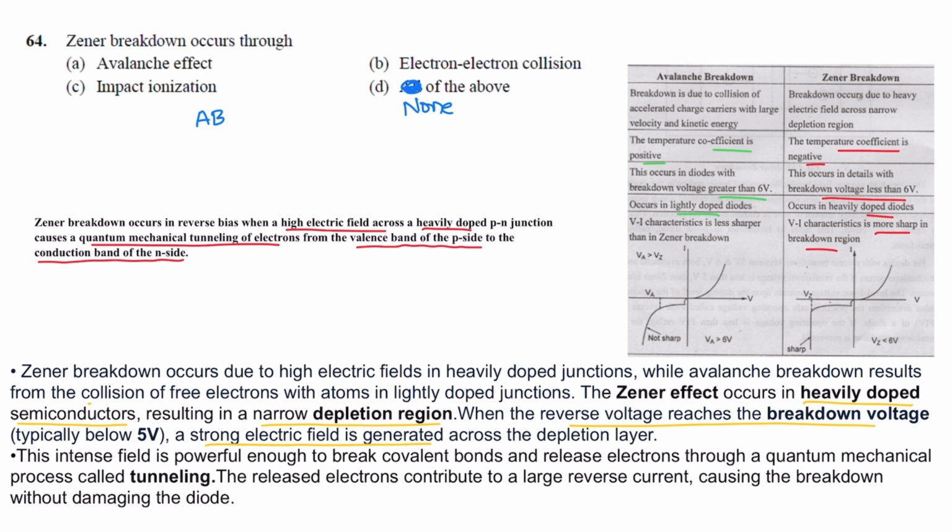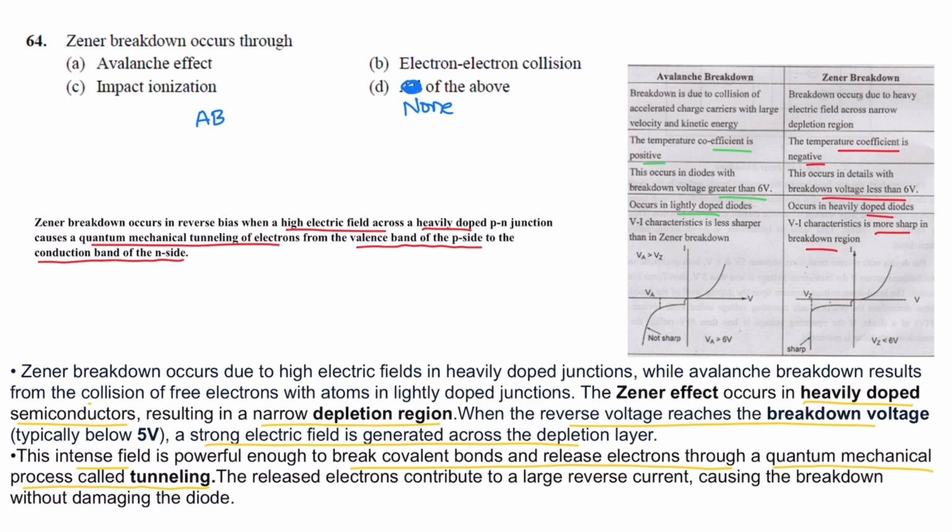This intense electric field is powerful enough to break the covalent bonds and release free electrons through a quantum mechanical process called tunneling, and the released electrons contribute to a large reverse current causing breakdown without damaging the diode. So there is no tunneling in avalanche breakdown, whereas quantum mechanical tunneling happens in Zener breakdown. The correct answer is none of the above.